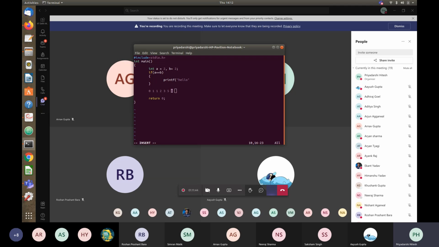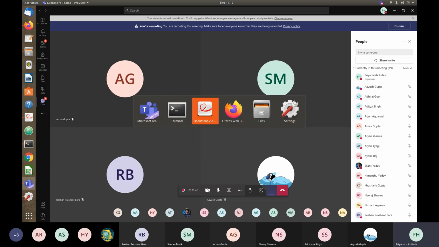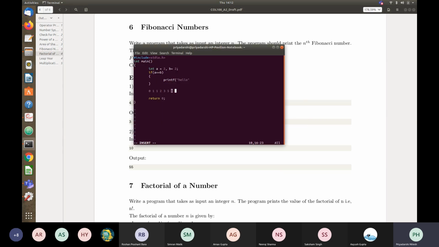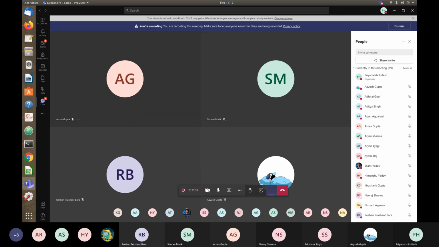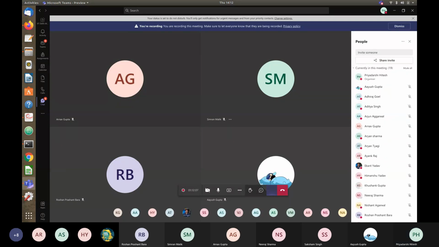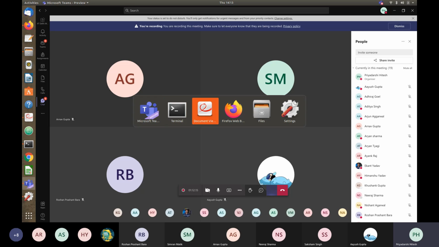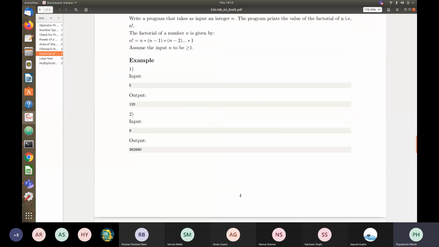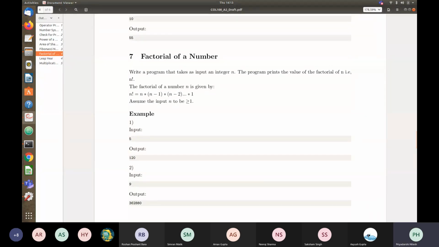Do you have any doubt, or do you want me to show how it's done? If the Fibonacci number is not clear to you, you can tell. Anyone? Okay, so I think you all can code it. It's a simple for loop.